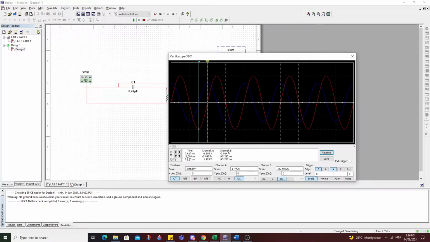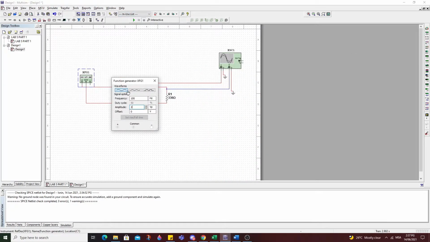From there we can find the phase shift, the phase angle, which is frequency times delta T times 360. Our frequency is 100 hertz times the delta T, 2.383 millisecond, times 360, and we will get 85.79 degree.